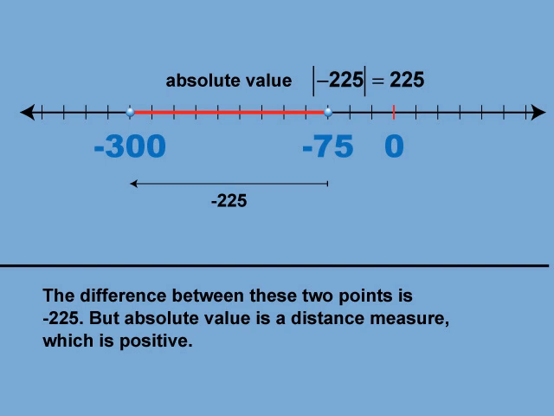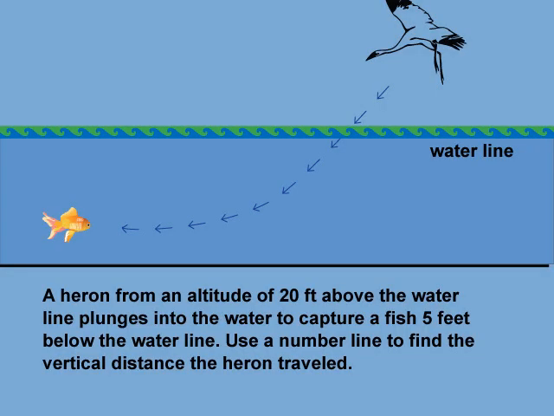Let's look at a final example. A heron from an altitude of 20 feet above the waterline plunges into the water to capture a fish 5 feet below the waterline. Use a number line to find the vertical distance the heron traveled.